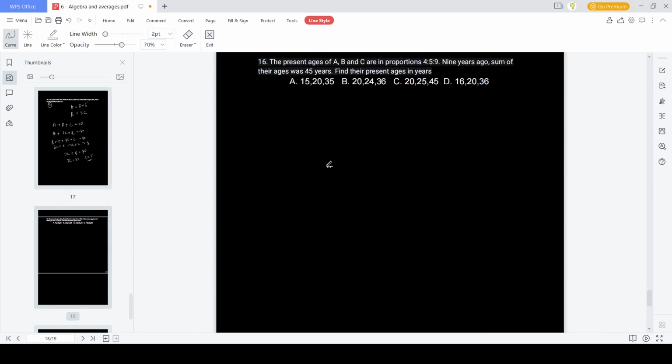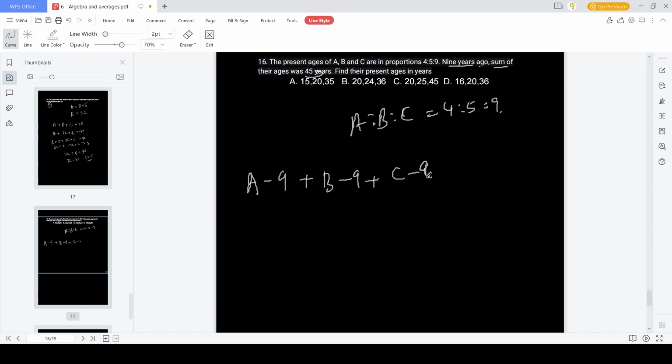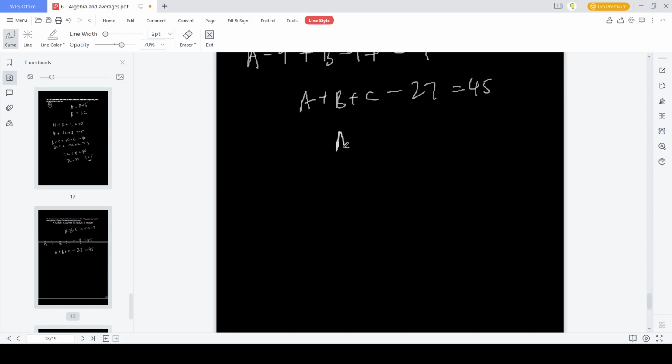Next question. The present ages of A, B and C are in proportion 4 is to 5 is to 9. A is to B is to C is nothing but 4 is to 5 is to 9. 9 years ago, the sum of their ages was 45. So 9 years ago, A was A minus 9 years old, B was B minus 9 years old, and C was C minus 9 years old. This is 45. So you get A plus B plus C minus 1, 2, 3 nines, that is 27, is equal to 45. So we get A plus B plus C is equal to 72.